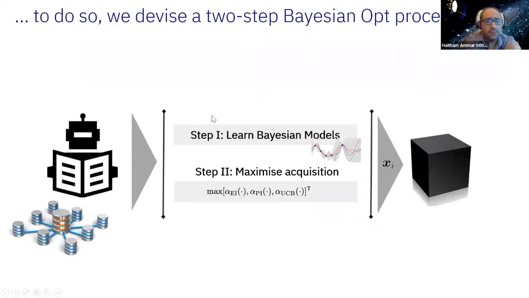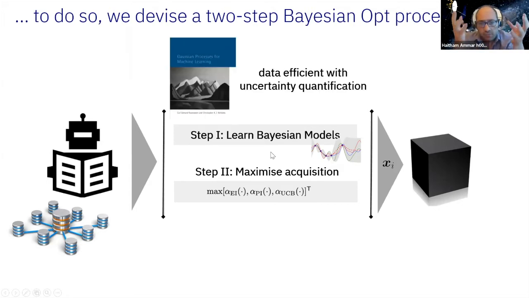Now, a method that does that is typically referred to as Bayesian optimization, which I'm sure a lot of you know about. But at a high level, Bayesian optimization operates in two steps. In the first step, we learn a Bayesian model, and I will say why a Bayesian model. And then the second step maximizes an acquisition that will determine what your next probe should be in the real system.